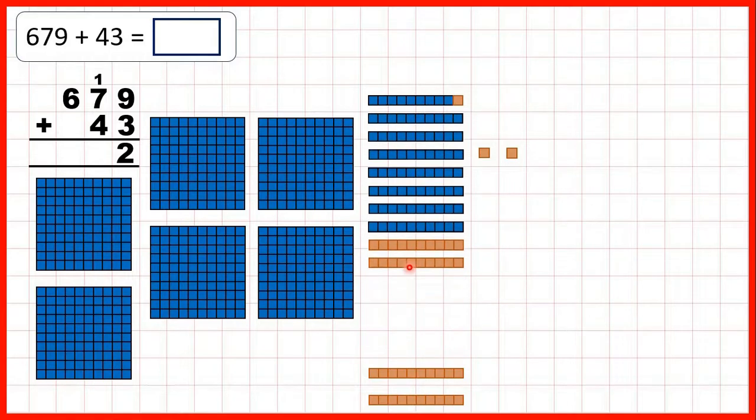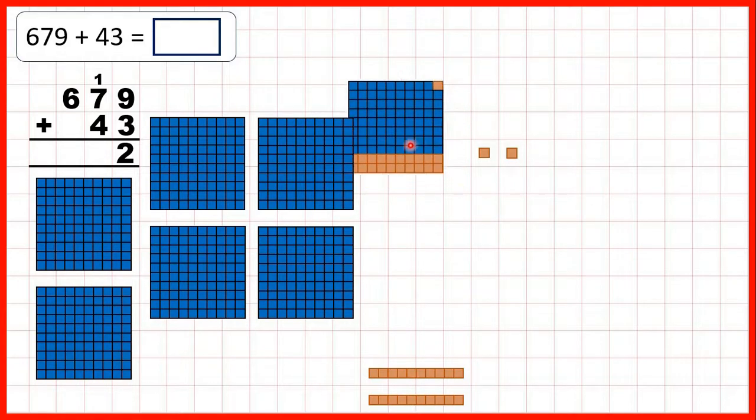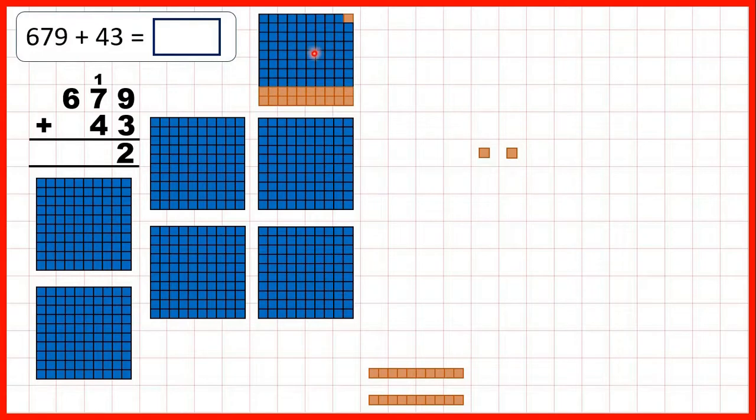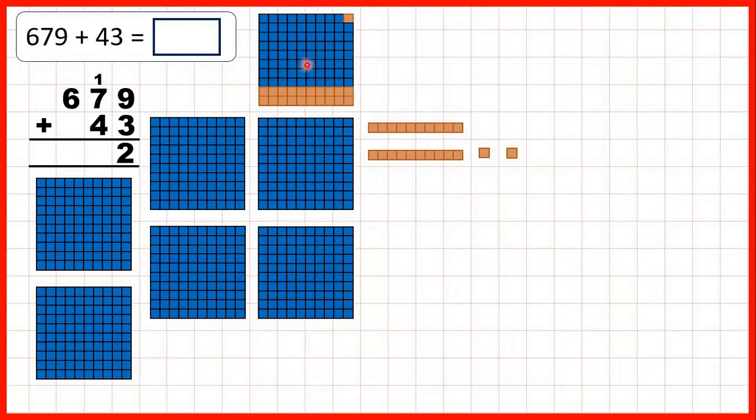But we can regroup 10 of those 10s to make an extra 100, so let's move that above our hundreds blocks. Notice here we've made one extra 100, so that's why we write a 1 in our hundreds column, and we have 2 10s left over, so that's why we write 2 as the tens digit of our answer. Now we're not adding any hundreds, so we have the 100 that we've made and the 600s that we started with, so that's 700s.